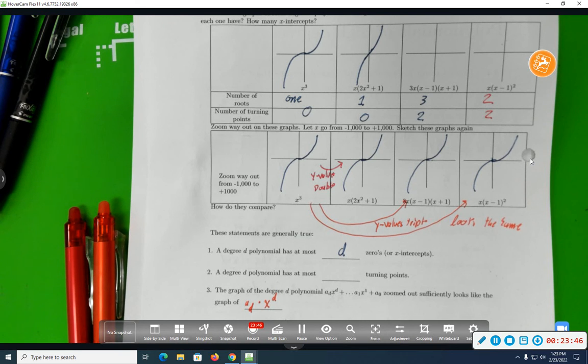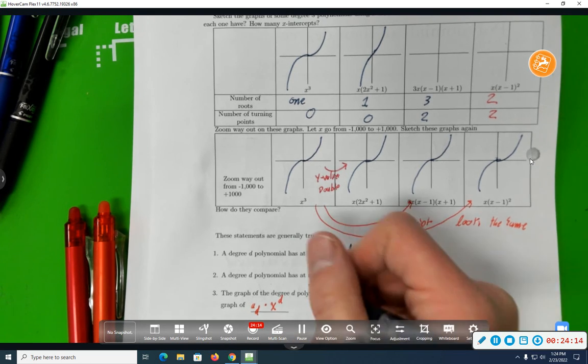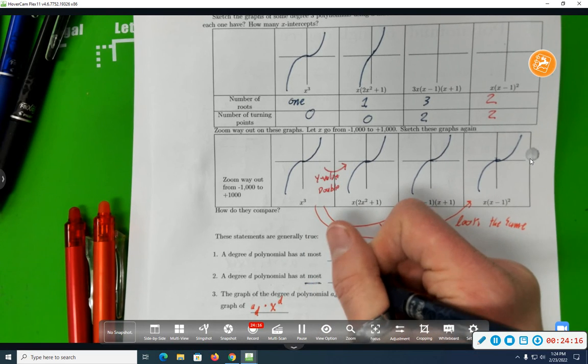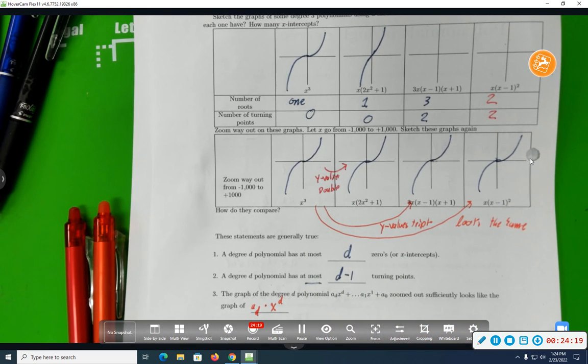So let's count up something real quick. Imagine in your head the graph of a degree 1 polynomial. So a line. How many turning points does that line have? None. A degree 2 polynomial, a quadratic function. How many turning points are there? 1. Amongst all of those degree 3 polynomials, what's the greatest number of turning points you saw? 2. This pattern persists. Any degree d polynomial has at most d minus 1 turning points.